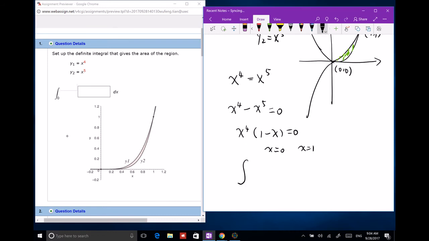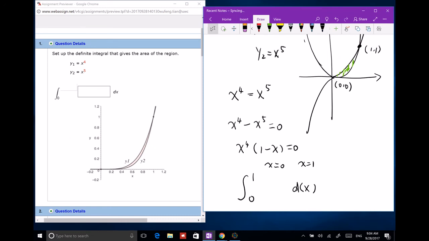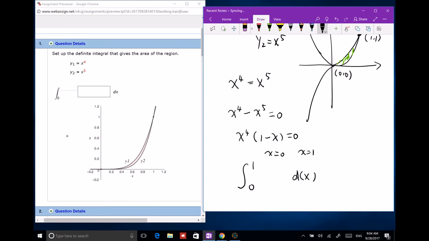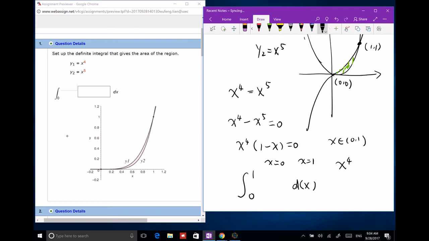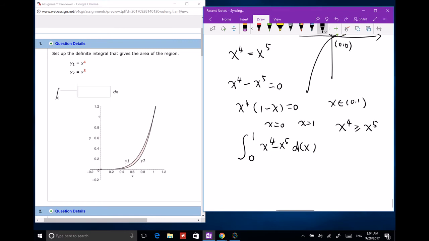And then the area is going to be from 0 to 1. And we use the big function minus the small function, the big value minus the small one. So for x from 0 to 1, x to the power 4 is bigger than or equal to x to the power 5. Okay, so you need to use x to the power 4 minus x to the power 5. If you are not sure which one is bigger, you just try one number. For example, 1/2. 1/2 to the power 4 minus 1/2 to the power 5. You can see that 1/2 to the power 4 is bigger.